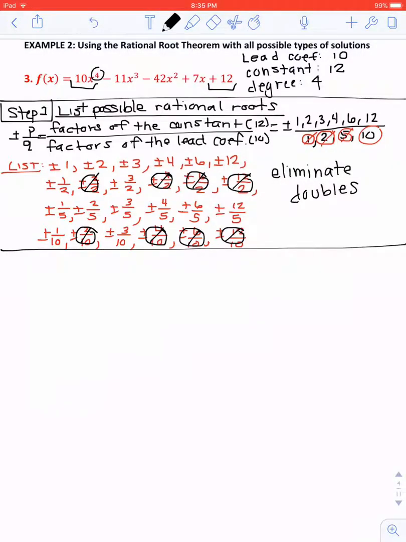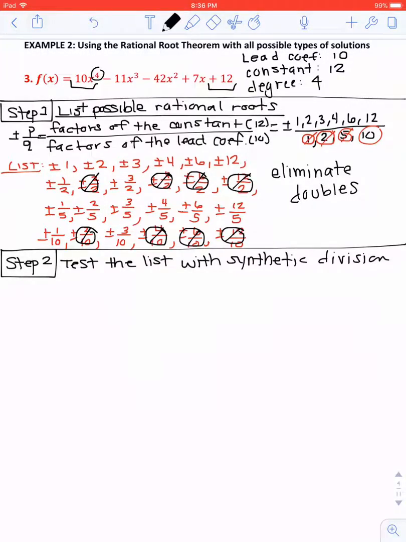All right, so step 2. We need to test the list, and we test it with synthetic division. So test with synthetic division, and our goal for testing with synthetic division is to find zeros.